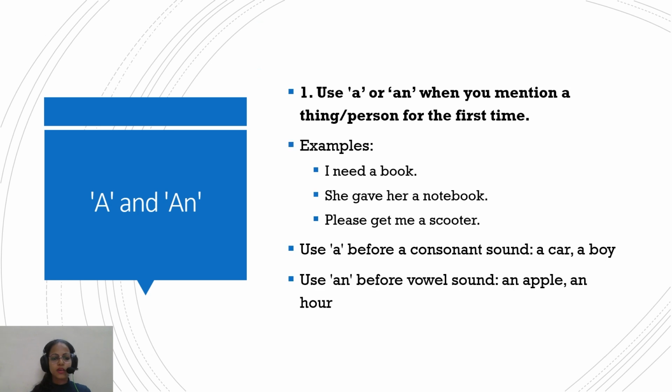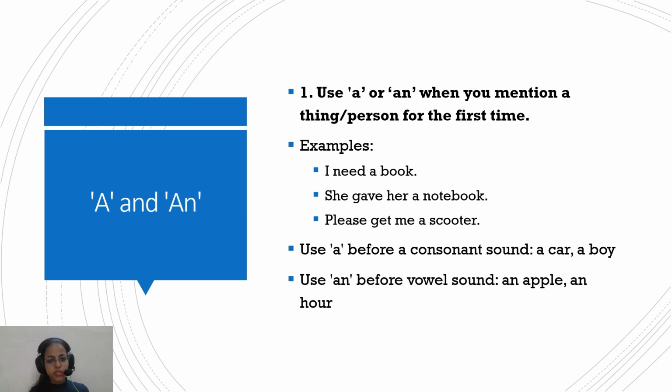Okay, now we'll get to the usage of "a" and "an". You use "a" or "an" when you mention a thing or a person for the first time, that means in a generic sense. Suppose I say, "I need a book." Here I have not mentioned any particular book, and we've not had any discussion on any book. It's the first time that I'm mentioning a book. So here it is "a book" and not "the book".